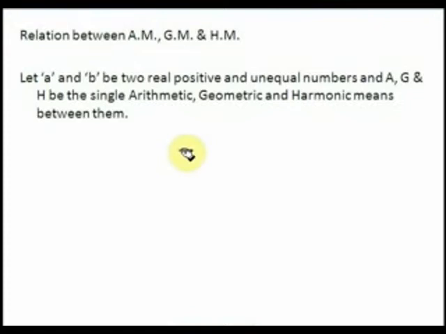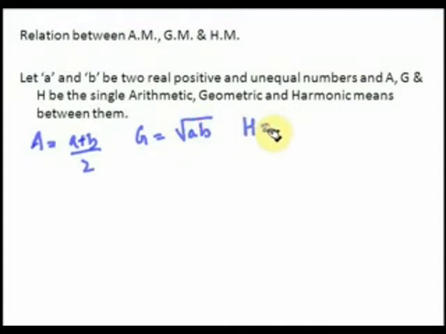We have to find the relation between the arithmetic mean, geometric mean and the harmonic mean. Given the two numbers a and b, which are real, positive and unequal numbers, and A, G and H are the single arithmetic, geometric and the harmonic mean between them. This implies that the value of A is equal to a plus b by 2. The value of G is equal to under root of ab, and H is equal to 2ab upon a plus b.